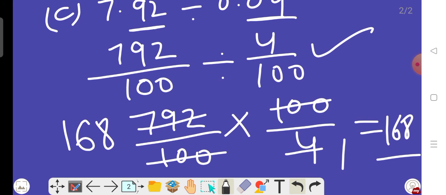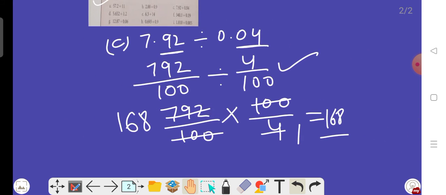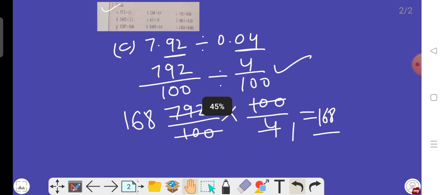So this is the solution of your question number 2 C part beta. The remaining parts of this question are the same as this question. Try to do them by yourself, and if you have any problem in solving these questions, we will take that problem in the live class beta.